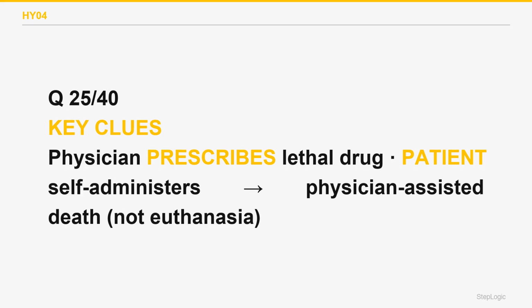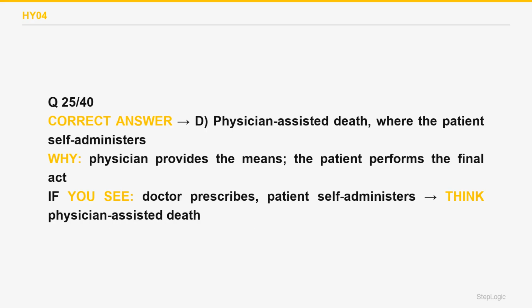In physician-assisted death, the physician provides the means by prescription, but the patient takes the final action of self-administering. The distinguishing feature is who performs the lethal act: the patient. This differs from euthanasia, where the physician is the one who administers the lethal agent. The correct answer is D.